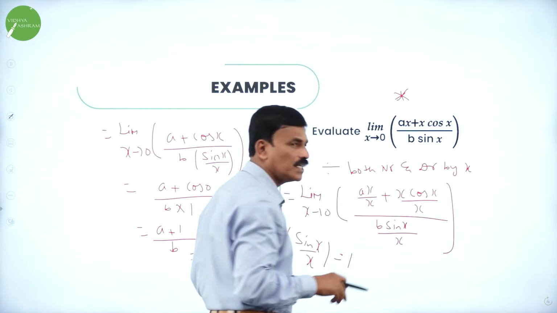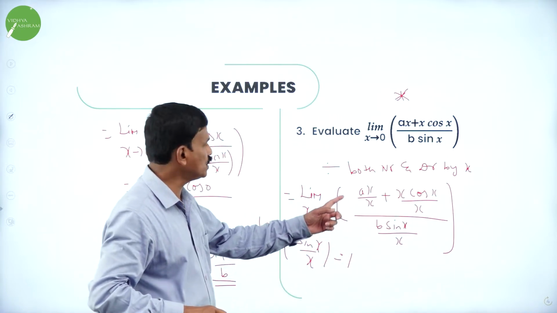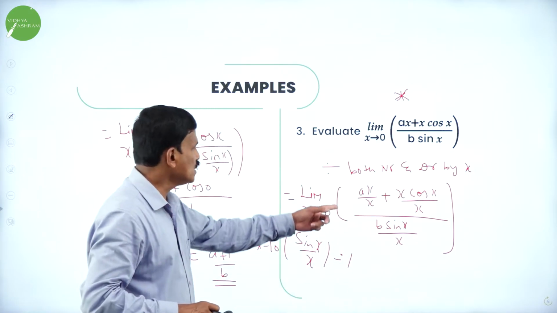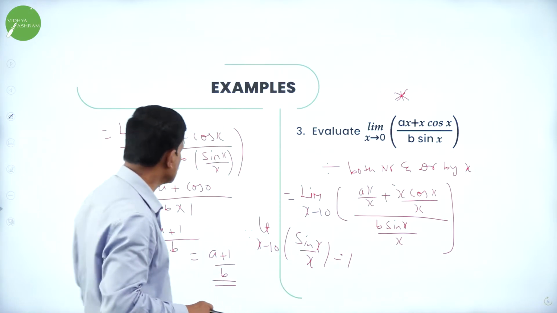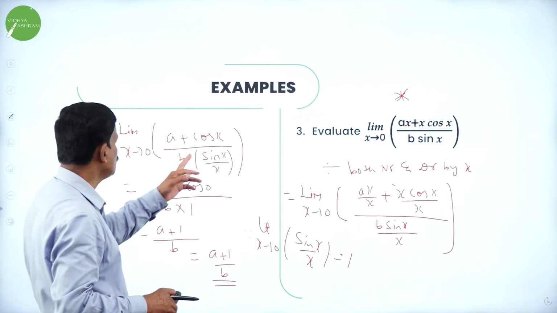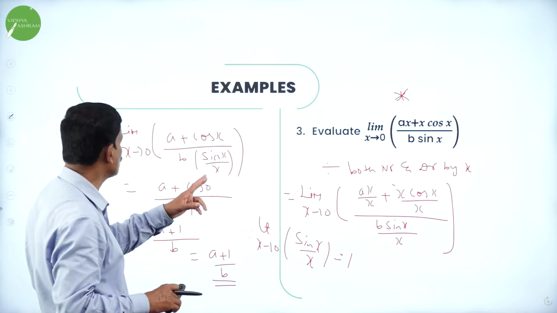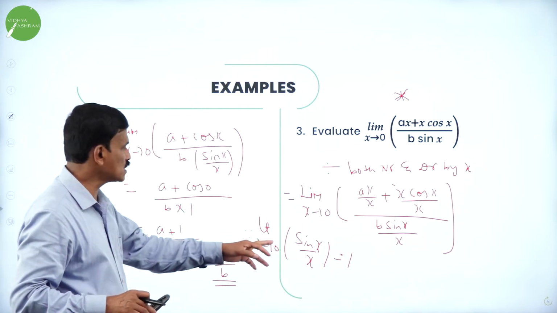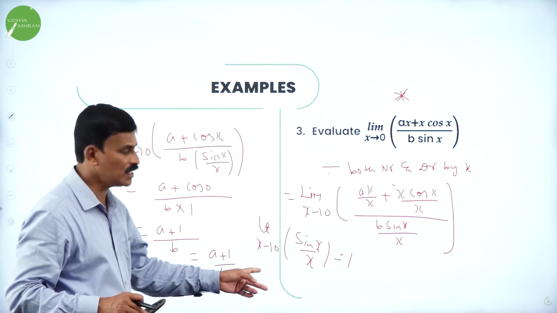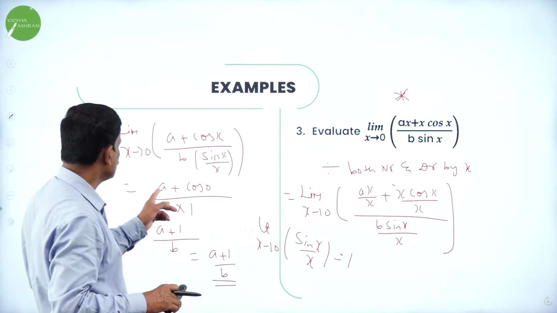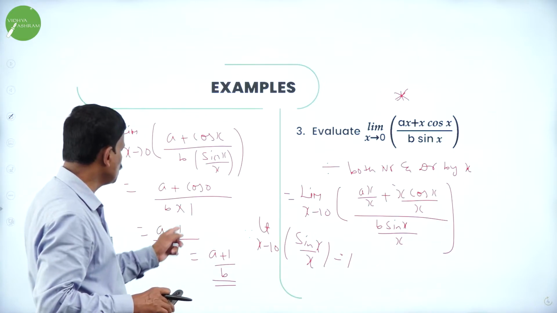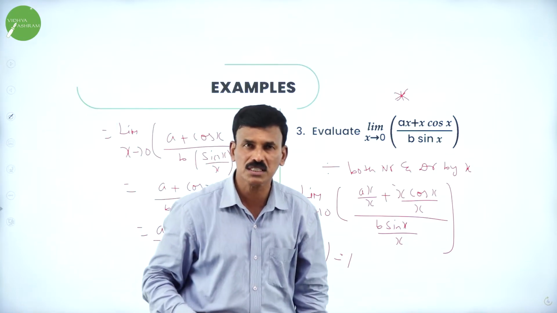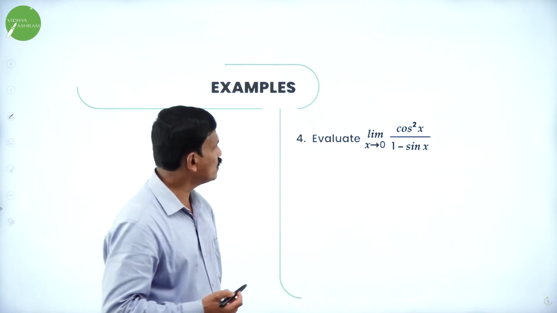Just divide both numerator and denominator by x, term by term division. Ax by x plus x cos x by x divided by b sin x by x. x and x get cancelled, x and x get cancelled. A plus cos x divided by b into sin x by x. Apply the limit, put x is equal to 0. A plus cos 0 divided by b into, since sin x by x is of the form sin theta by theta, is equal to 1 when x tends to 0. So a plus cos 0, which is 1, into b into 1. So a plus 1 divided by b is the simplified answer. That's it. Okay. Now let us come to the next problem.